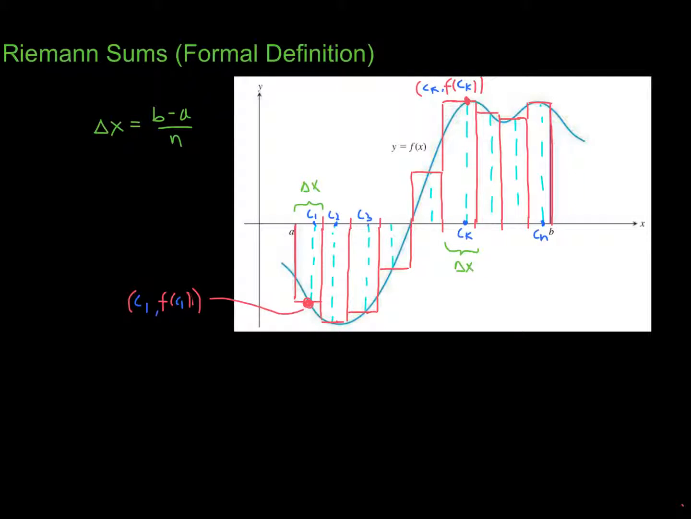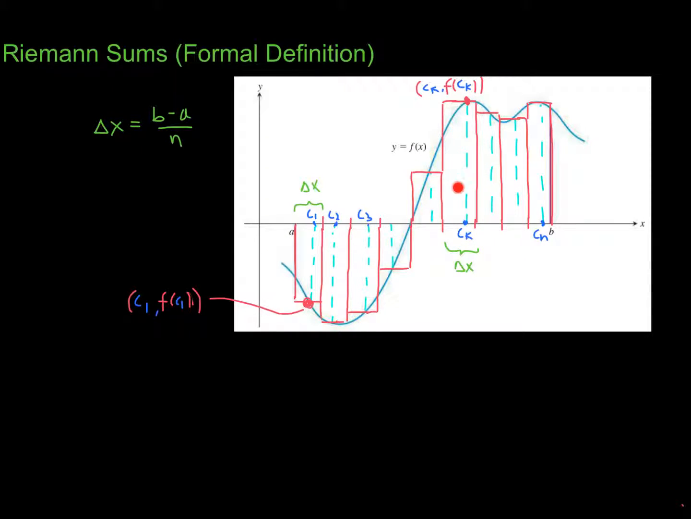Notice that I've denoted all of the arbitrary points that I've chosen in each interval as C, and so we have C sub 1 to denote the point in the first interval, C sub 2 to denote the point in the second interval, all the way up to the very last interval, which we'll call the nth interval, since we can go up to as many intervals as we want, and this will be C sub n.